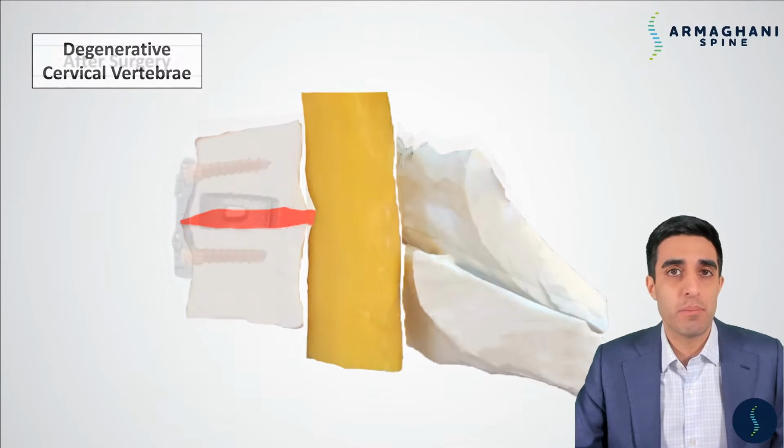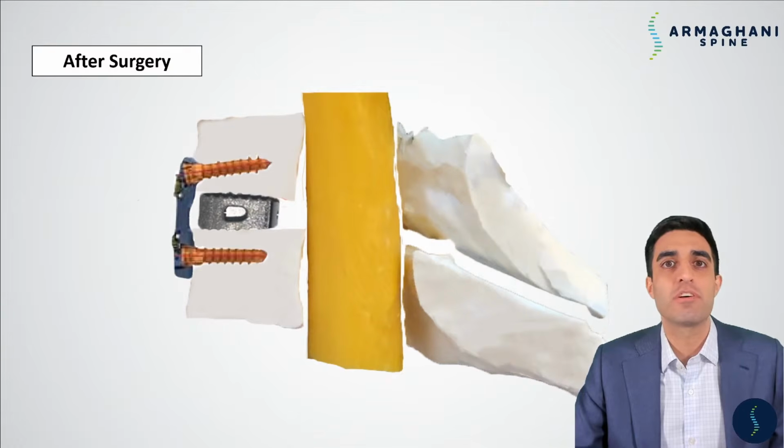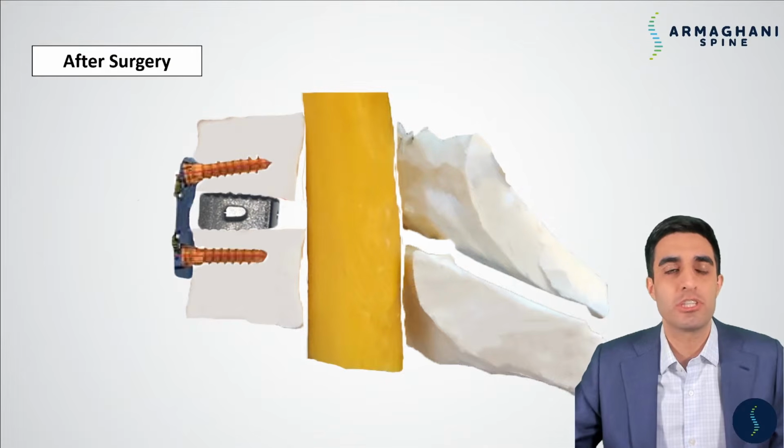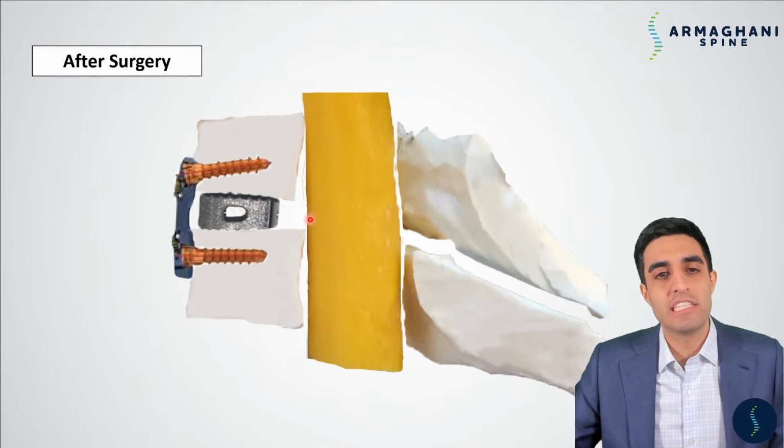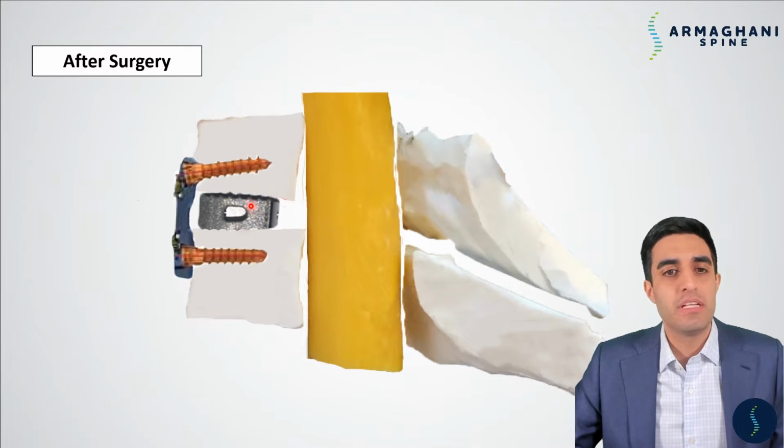And this is what you end up finding following an anterior cervical discectomy and fusion after surgery. What you're able to see here is that there's no more kinking of the spinal cord, because the degenerated disc has been removed, the disc space height has been restored, and any of the bone spurs that were impinging upon the spinal cord or nerves are non-existent at this point.